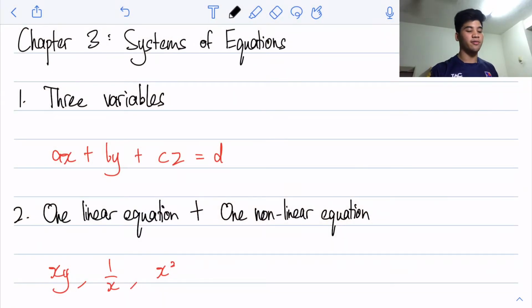Alright, so today we're going to be covering Chapter 3, which is Systems of Equations. Basically the types we're going to be looking into are systems of equations which include three variables, so in this case it will probably be x, y and z as unknowns. Or we're going to be looking into systems of equations which include one linear equation and one non-linear equation. Basically those are coefficients with unknowns as xy or 1 over x or x with powers higher than 1.